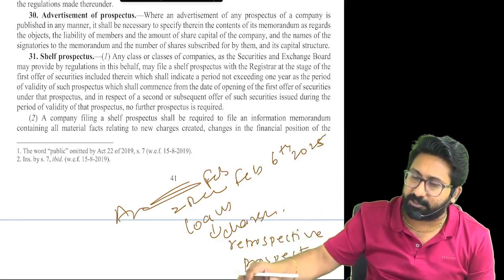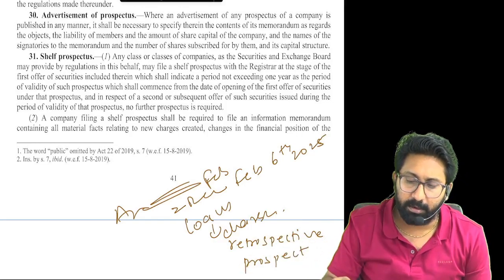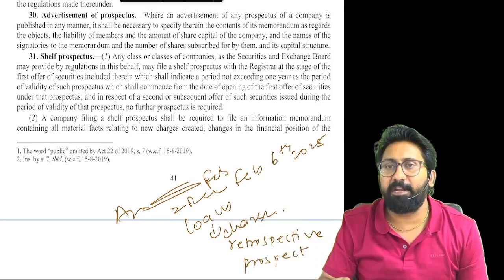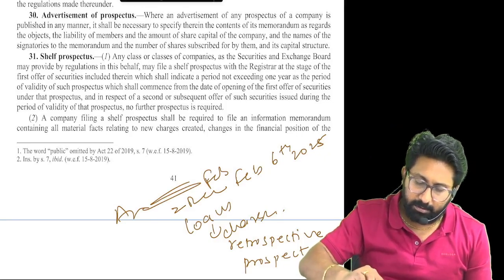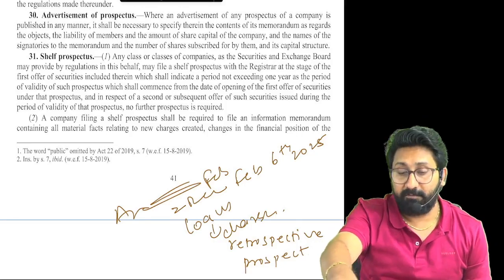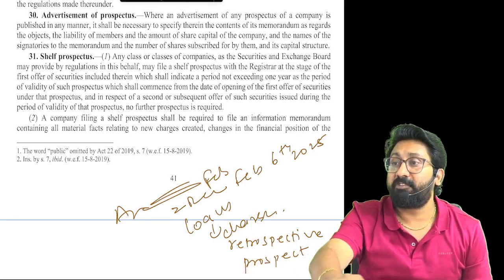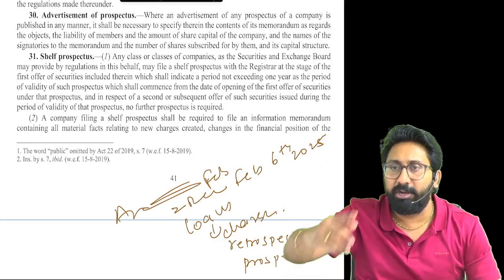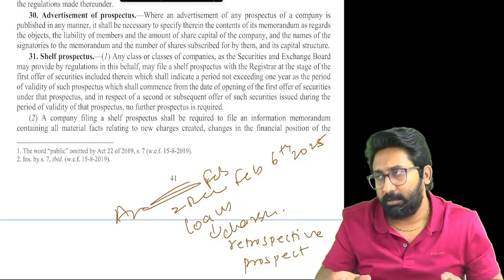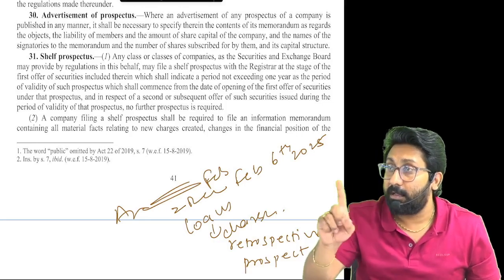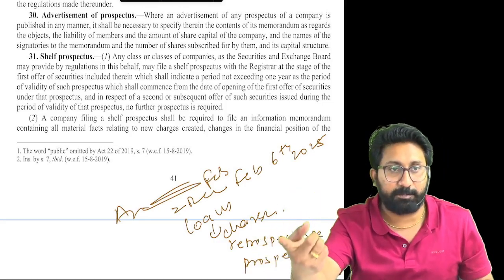Tell me, when will a shelf prospectus be useful? When a company intends to go for one public offer or more than one public offer in a period of 1 year starting from the first offer of securities. Otherwise you need to give the prospectus again and again. Here the same prospectus will continue. Shelf life is 1 year; that's why they call it a shelf prospectus.